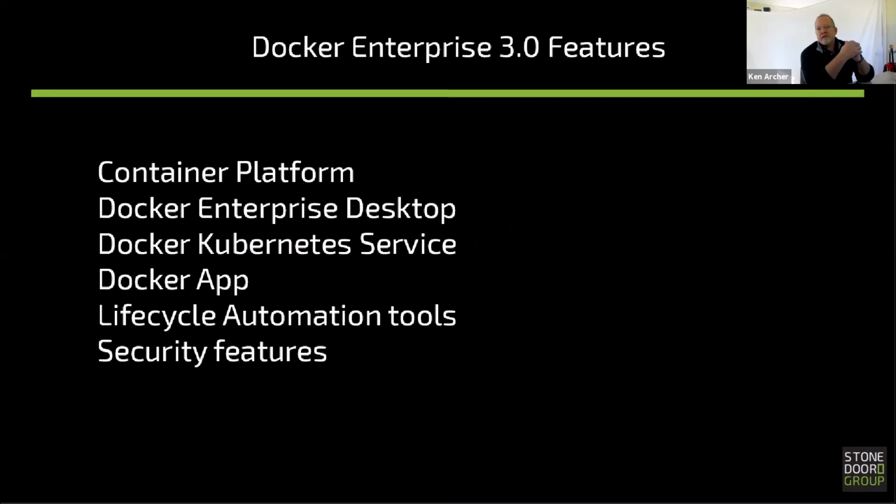So we've got a lot of new features in Docker 3.0. We have updated container platform features that Docker has come out with. We have the new Docker Enterprise Desktop. Docker Enterprise Desktop is enabling developers to engage with their Docker clusters remotely in an enterprise type environment. And we're going to look more at what is entailed in the Docker Enterprise Desktop and the features that it has. Docker has also more tightly integrated Kubernetes into Docker.